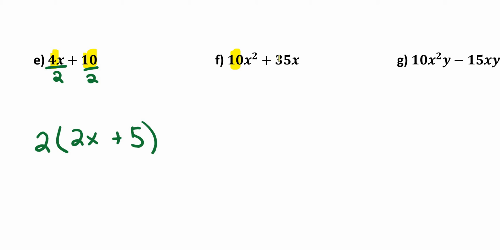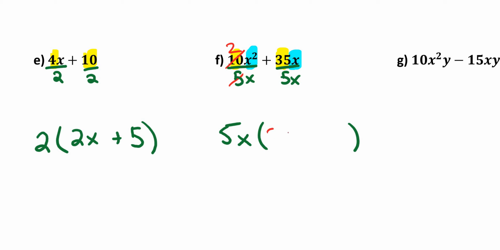For letter F, for the 10 and 35, the biggest number that divides 10 and 35 would be the number 5. And then I take a look at my variables here. Which one's smaller, x squared or x? Well, x is smaller. And I can divide both terms by the GCF, which is 5x, to figure out what goes in the brackets. So 10 divided by 5 is 2, so 2x. Those x's will cancel off, and 35 divided by 5 is plus 7. So final answer there is 5x times 2x plus 7.